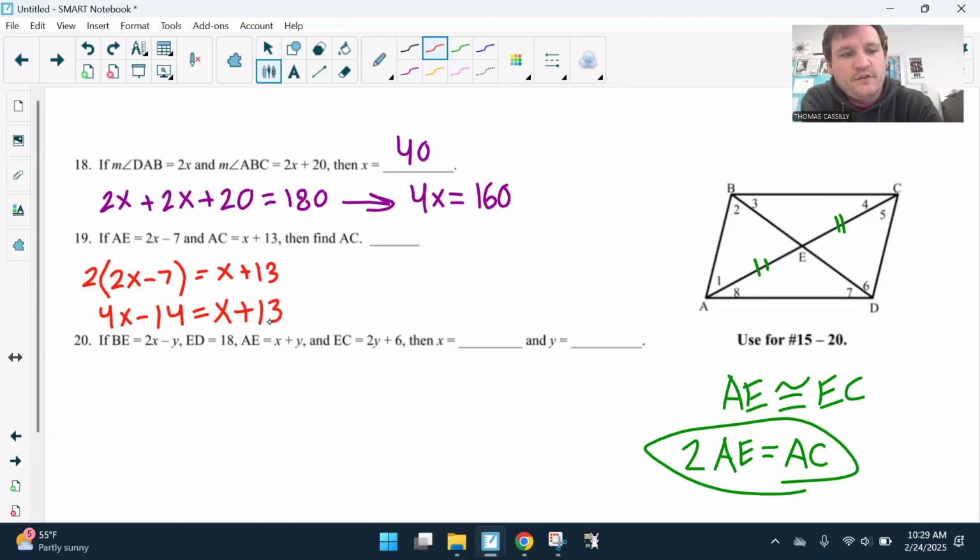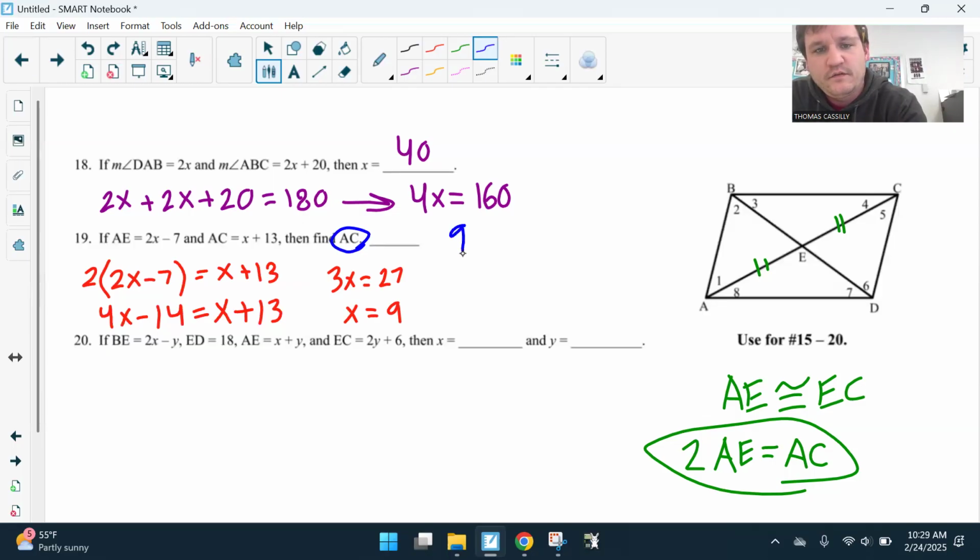All right, I'm going to subtract an x. I'm going to add the 14 over, and we'll have 3x equals 27. Divide both sides by 3. You have x equals 9. All right, and then you move on to the next problem, and I take off a point because you didn't answer the full question. They want to know what is AC, right? Well, AC is 9 plus 13. So that's going to give us a 22.